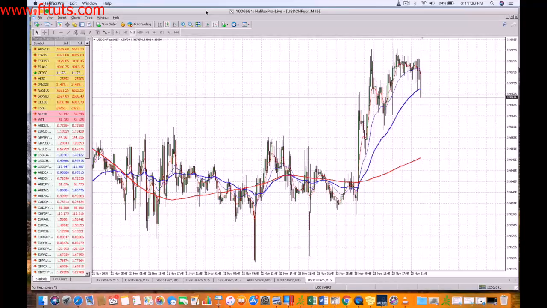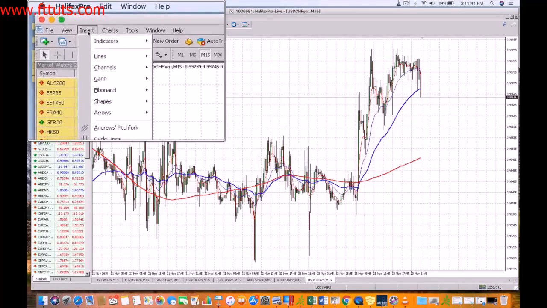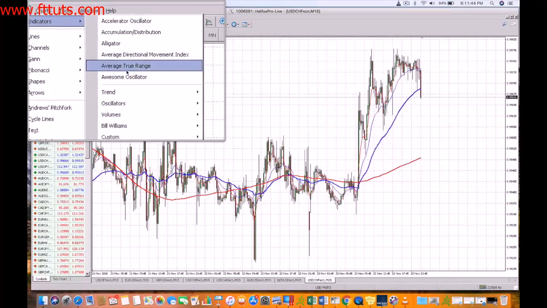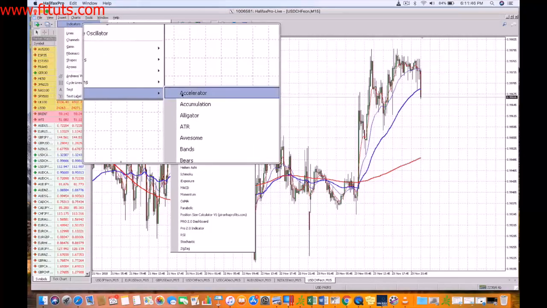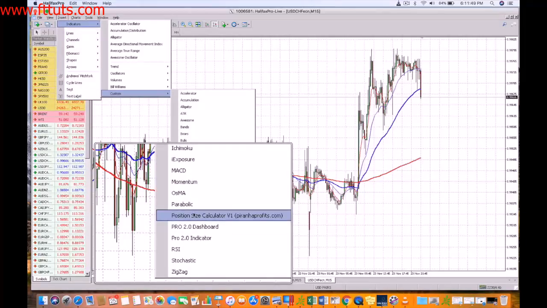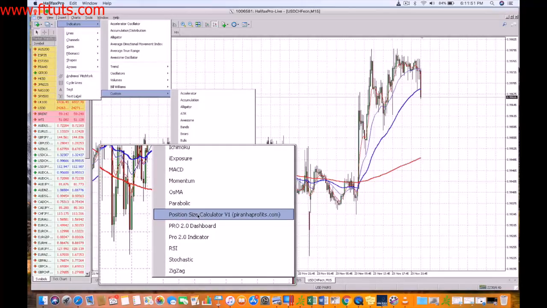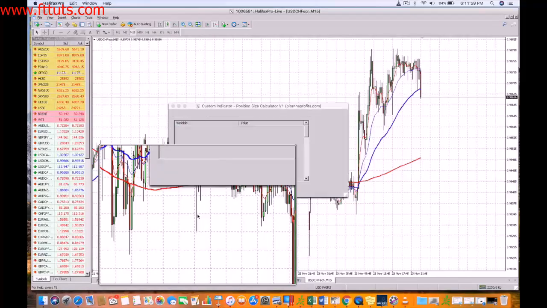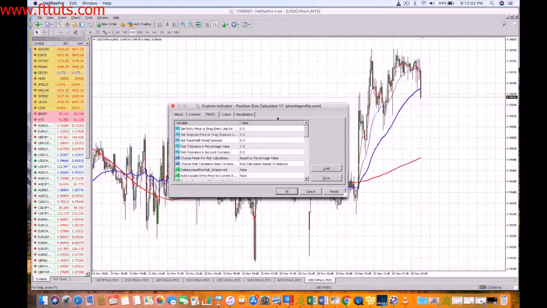So the first thing to do is to go to Insert Indicators, all right, and go down to Custom Indicator, and it should appear there. So Position Sizing Calculator version 1, Piranha Profits. Again, you have to first install it into the folder, and it will then appear over here. Okay, so click on that. So once you click on that, you will have this box over here. And all you got to do is to key in the entry price, stop loss price, take profit price, and your risk per trade. And you automatically calculate the number of lots to buy based on your account size.